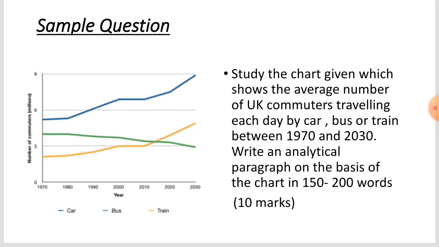Now this is a sample question. Study the chart given which shows the average number of UK commuters travelling each day by car, bus or train between 1970 and 2030. Write an analytical paragraph on the basis of the chart in 150 to 200 words.